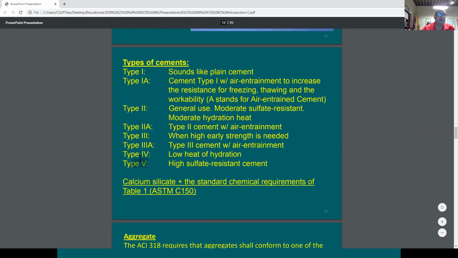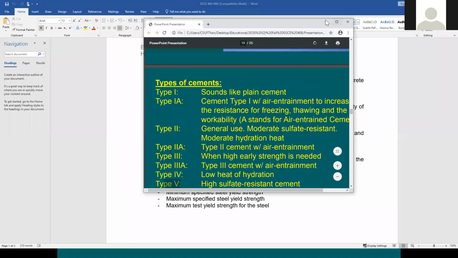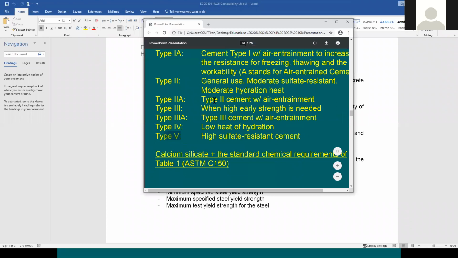Do you know the difference between the two? Do you know which one we use everywhere? The common one, the cheap one. Type 2. Why would you use 5? In what cases? High silica value, high sulfate resistance.